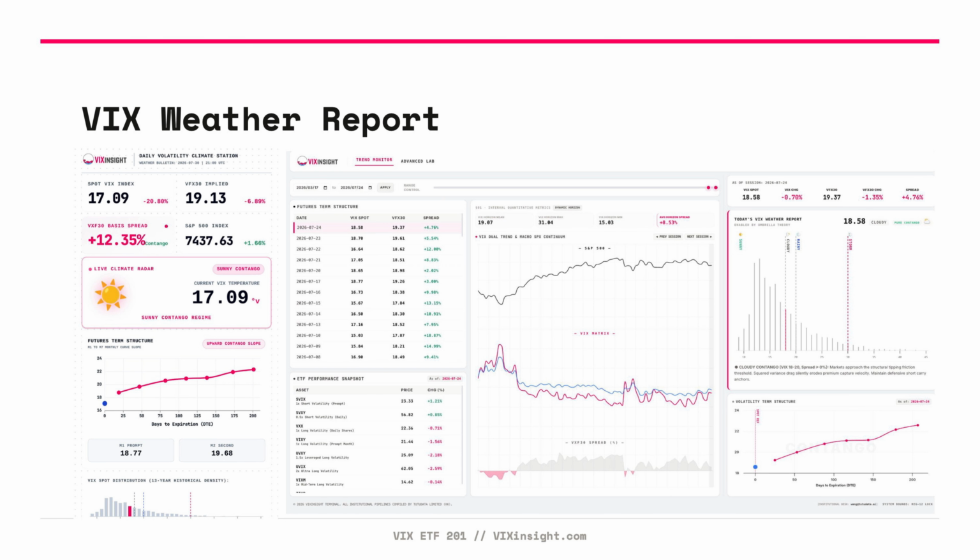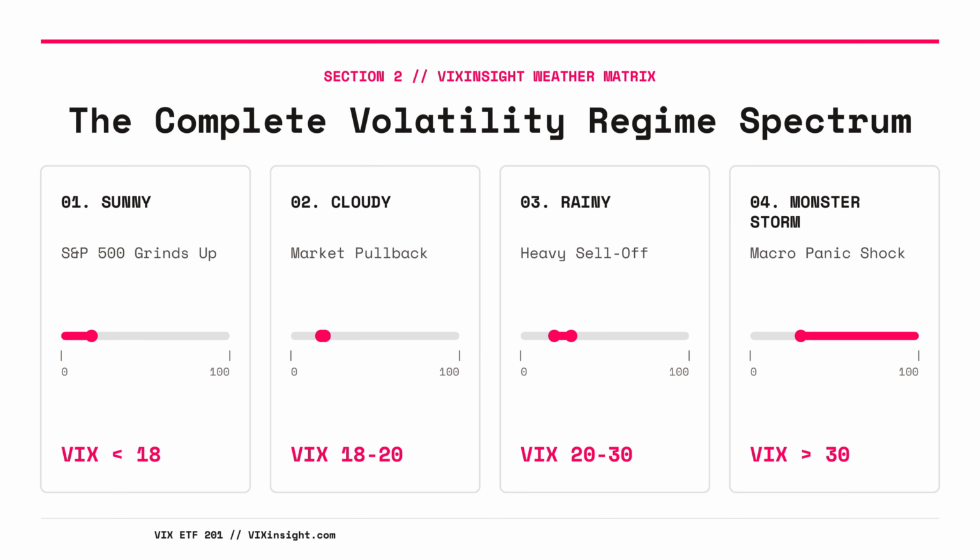And every morning before the market opens, our system automatically runs the data and publishes the daily VIX weather report on VIXinsight, classifying the climate into 4 strict regimes so you never misread the sky. So keep this simple mental model in mind. Generally, the Spot VIX moves in the opposite direction of the S&P 500. But if you think you can make money on ETFs like UVXY or SVXY just by watching this basic relationship, you are heading straight into a trap. And let's see why.